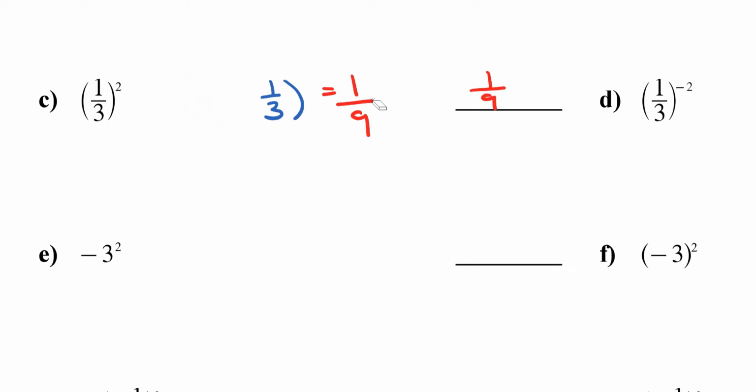Now, if you don't feel like expanding, what you could do is you could do 1 to the power 2. So 1 to the power 2 is 1 times 1, which is 1. And then you can do 3 to the power 2, which is 3 times 3, which is 9. So that's another quicker way to get 9 if you can do the mental math.